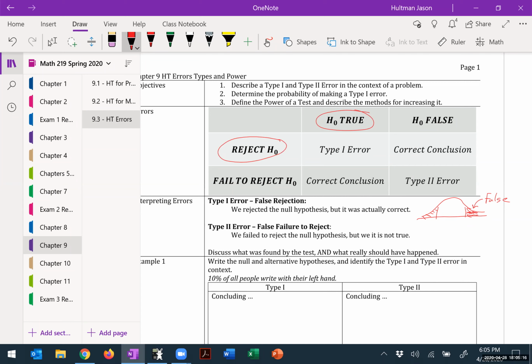The other type of error that we can have is that, am I recording? Make sure that I'm recording. You are recording. Okay, thank you. Okay, good.